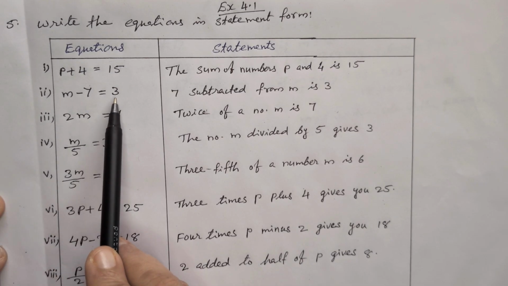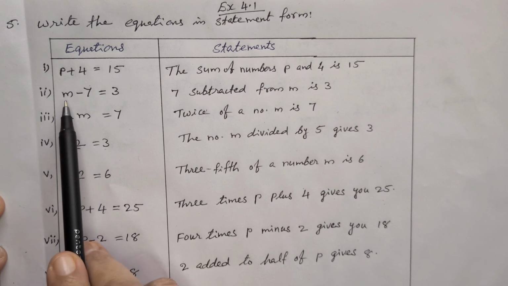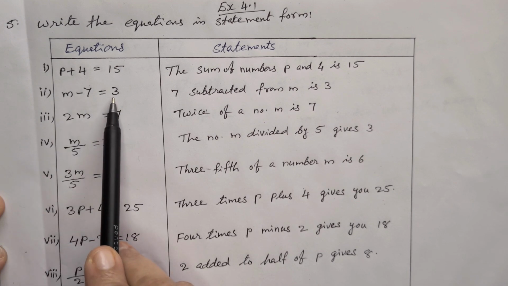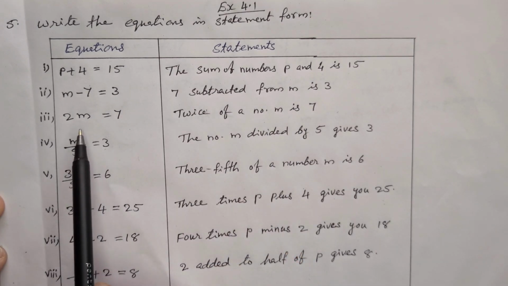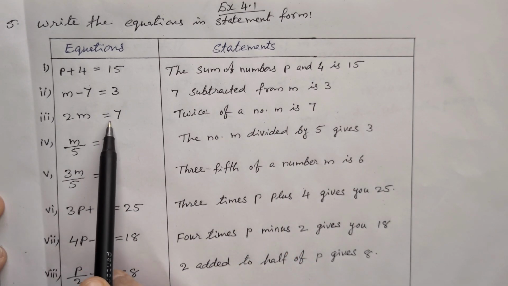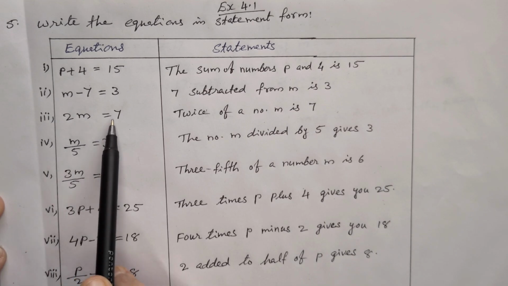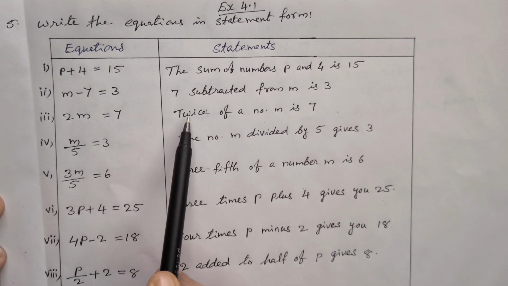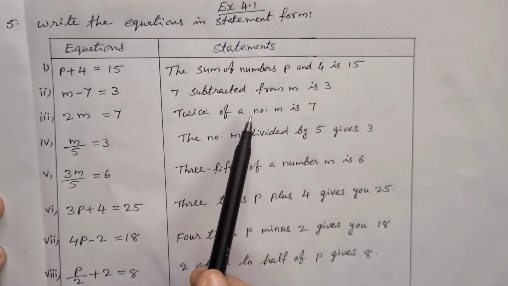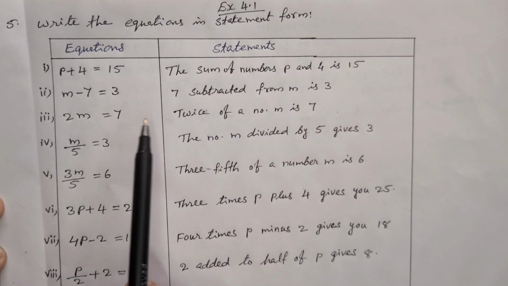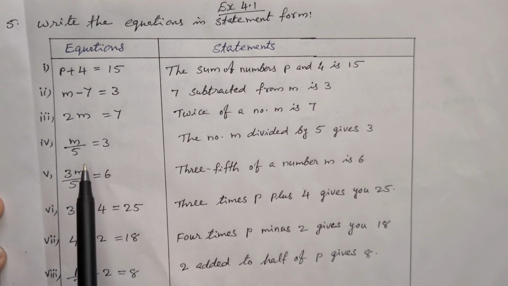m minus 7 is equal to 3. That we can write as 7 subtracted from m is 3. Is or gives 3, any term we can use there. Next, 2m is equal to 7. That means 2 times a number m gives you 7. We can frame the sentence anyway. The easiest one, twice a number m is 7. Or the same sentence we can write, 2 times a number m gives you 7.